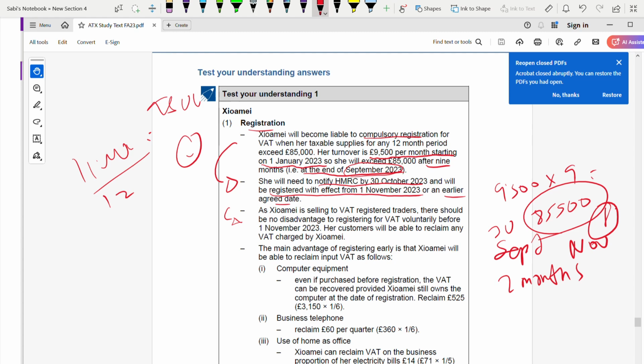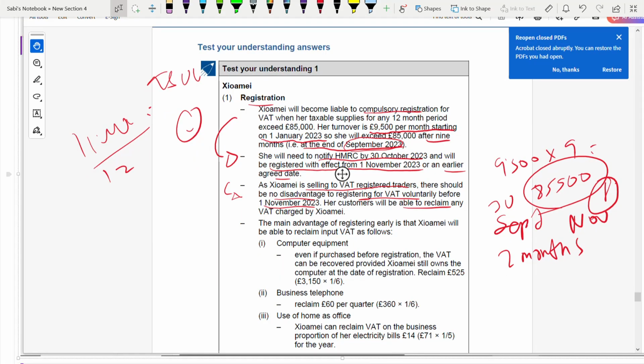So here she is selling to all VAT registered traders. Therefore, if you are registered for VAT voluntarily, there is no disadvantage. If you are registering for VAT voluntarily before 1st November 2023, there is no disadvantage, because all your customers are registered for VAT. So all the customers will be able to reclaim the VAT charged by Xiaomi. If the customers were not registered for VAT, then it would be a disadvantage, remember. So this depends on the question.